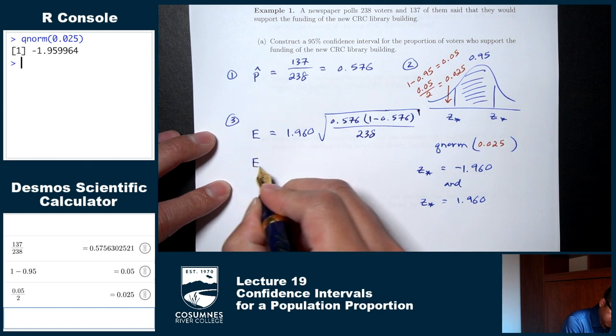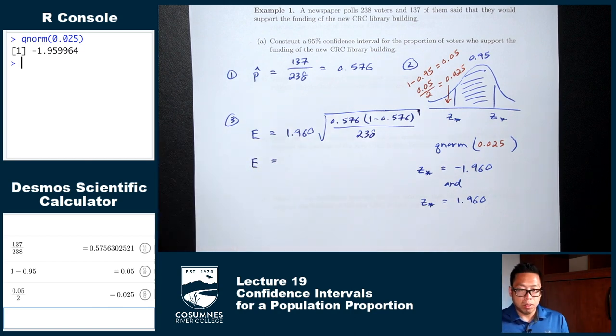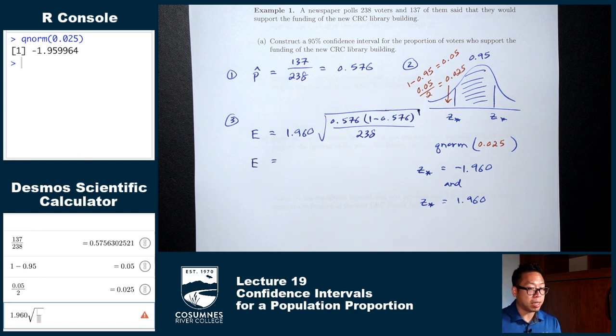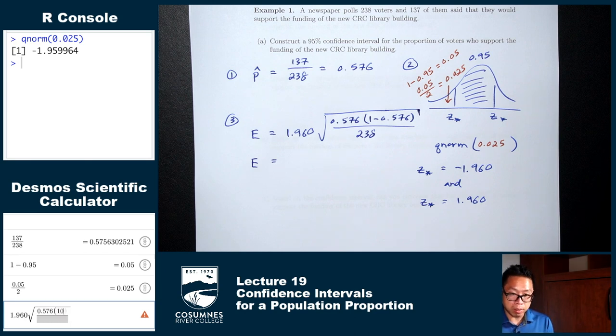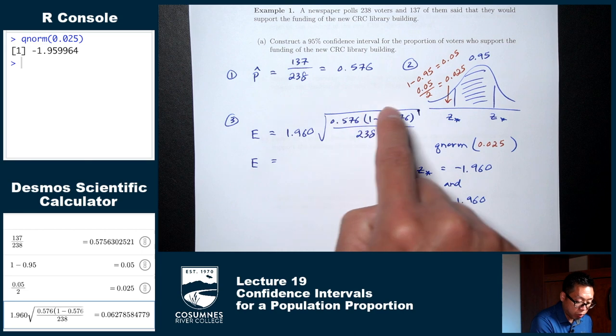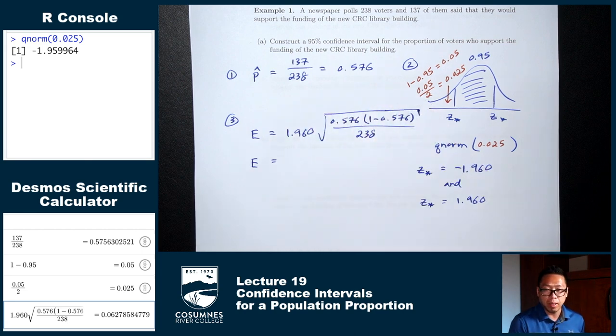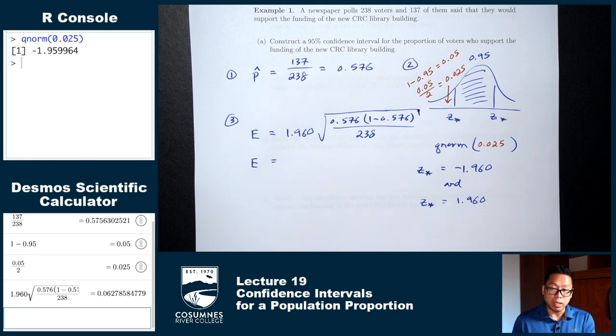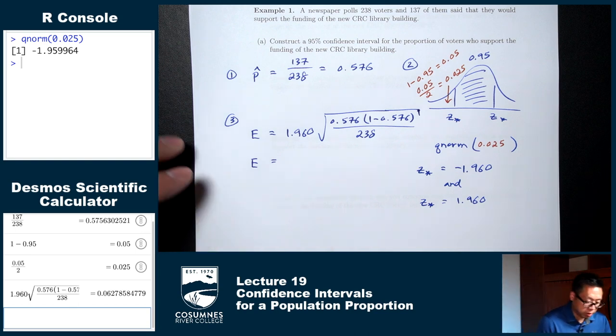Now on our calculator. So 1.960 square root. And I recommend clicking on the fraction button right after square root so that you have the fraction inside the square root. Up top, 0.576, parentheses 1 minus 0.576, close parentheses, on the bottom, 238. Make sure that the entire fraction is inside the square root and that the square root bar goes across the entire thing. And I get 0.063, so round to 3 decimal places here also.